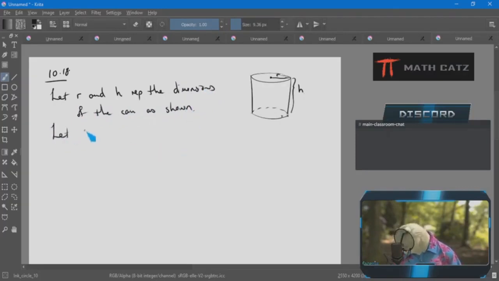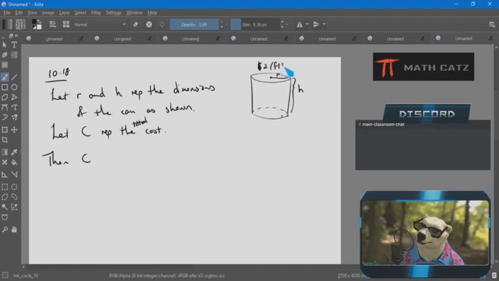And then, of course, we know we're going to have a cost. Let's say C represents the total cost. Let's try to go a little faster here because I'm not sure we can finish it so quickly if I talk about every little thing. Okay. So then, the cost is going to be, top and the bottom is $2 per square foot. And all the way around, the side is $1 per square foot.